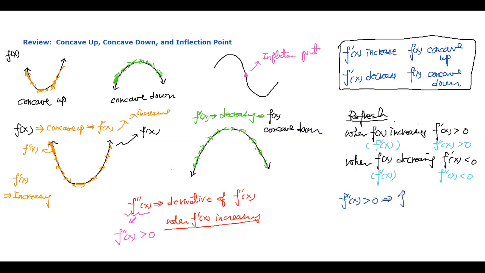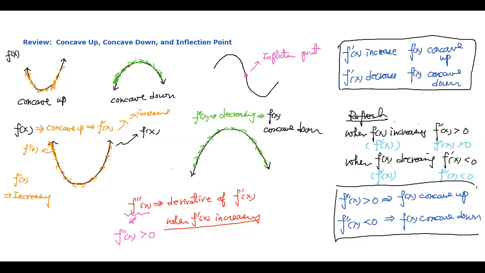Then I know my f of x is what? It's concave up, right? So if my f double prime x is less than 0, then my f of x is what? Concave down. You see here? Basically, this is the place a lot of students get confused, right? So that's why we have this first derivative test and this second derivative test, right?